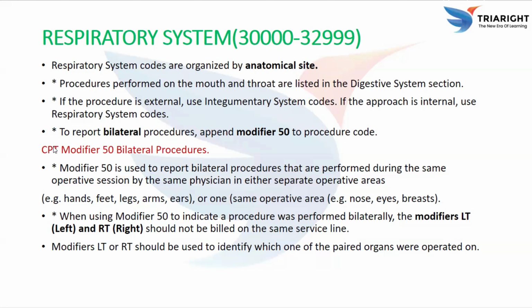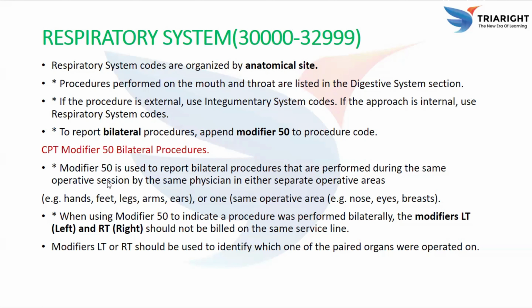Next is bilateral procedures, modifier 50. So what is modifier 50? It indicates a procedure performed on both sides during the same session. When do you use modifier 50? Within the same procedure, when the same physician performs it in the same operative session, so both sides of paired organs are treated or operated on within the same session. What are examples of paired organs? Lungs, bronchi, nasal cavities and ears.